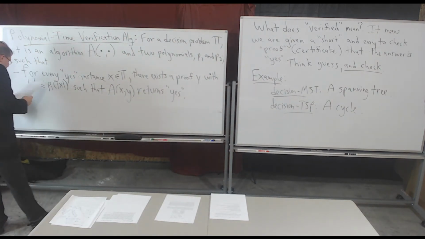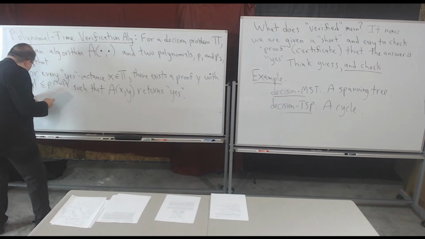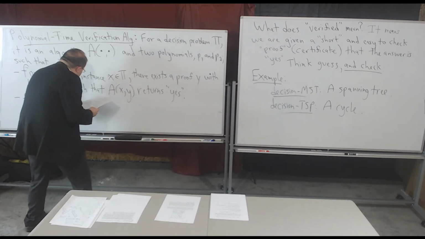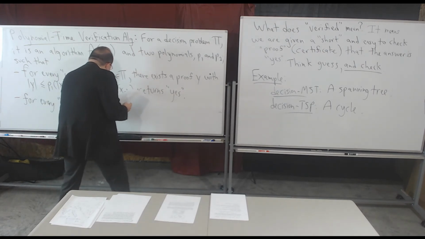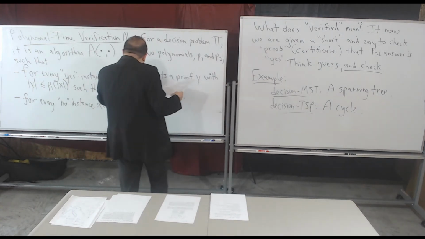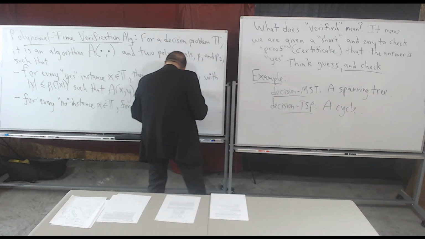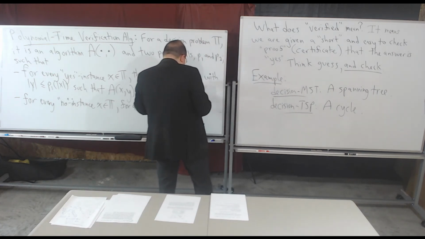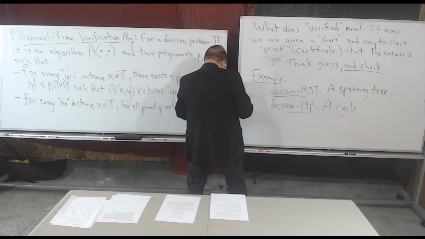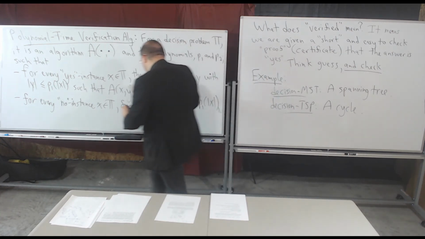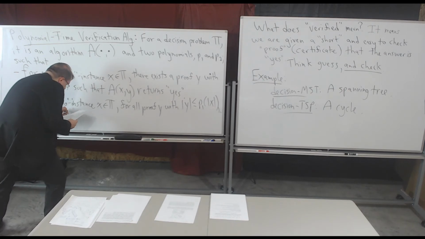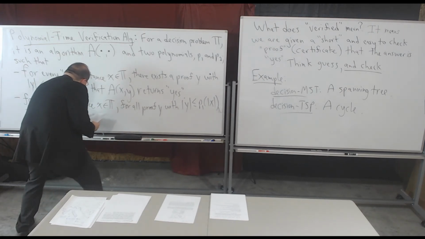You're going to notice an asymmetry in this definition right here. For every no instance x in pi, for all proofs y, so remember I'm just assuming the proof that you gave me, for all proofs y, so all possible proofs of that kind of encoding, where the length of y is at most polynomial 1 of the length of x, just like we had before, A(x, y) returns no. And this is the last part of the definition.